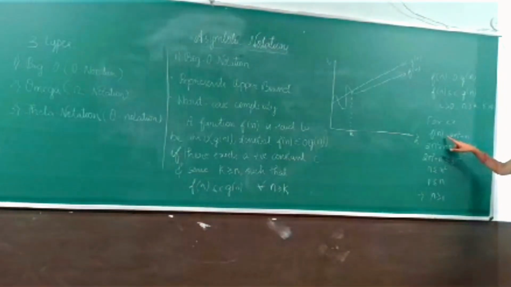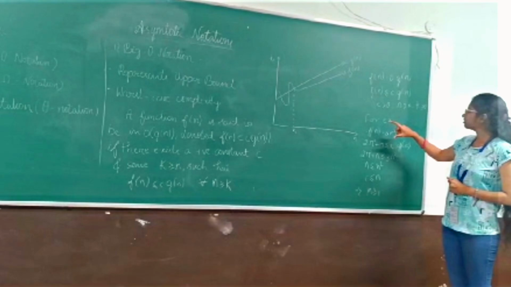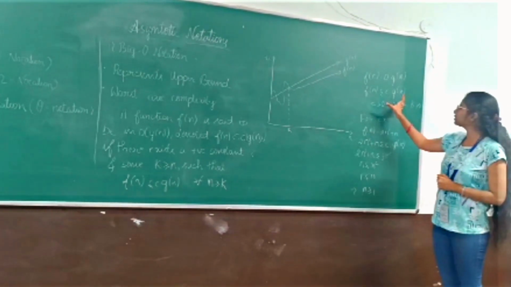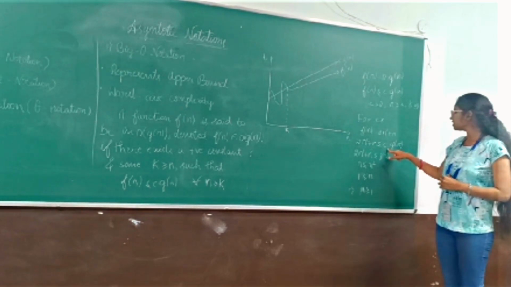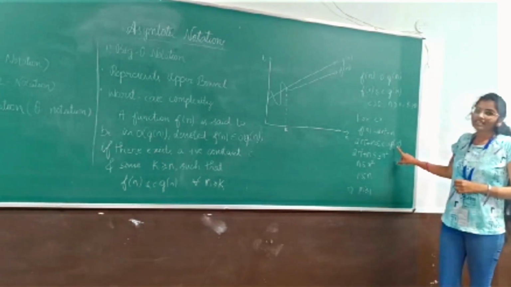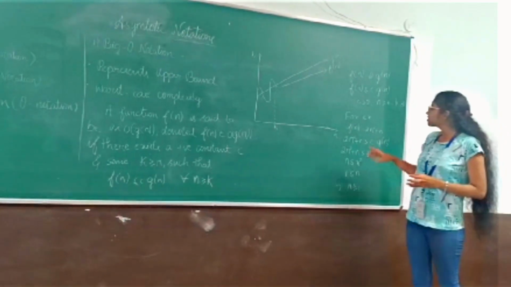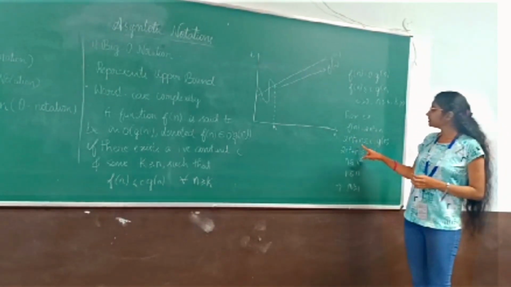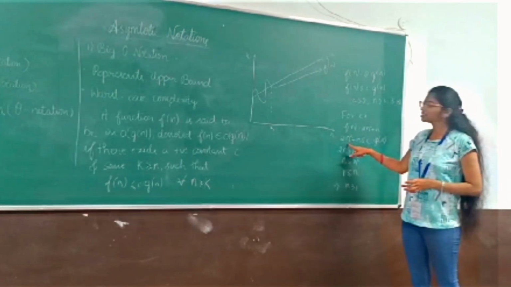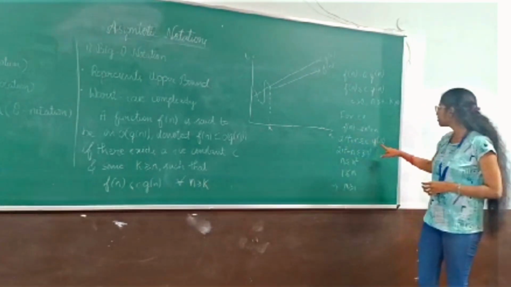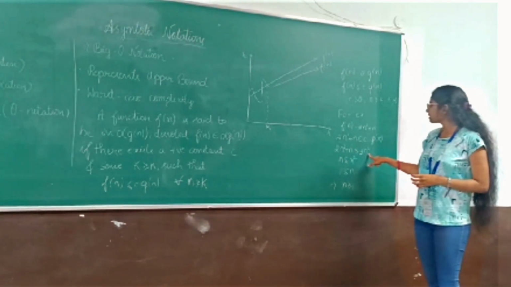Let's take f(n) as 2n square plus n. In big O notation, we write it as 2n square plus n is less than or equal to c times g(n), where g(n) is n square. Here we have taken n square because big O notation represents the upper bound. In 2n square plus n, the bigger term is n square, which is quadratic. So we have taken g(n) as n square.